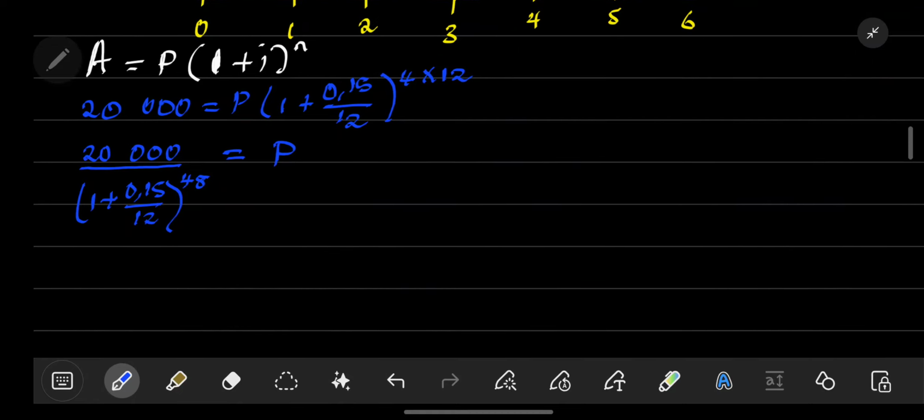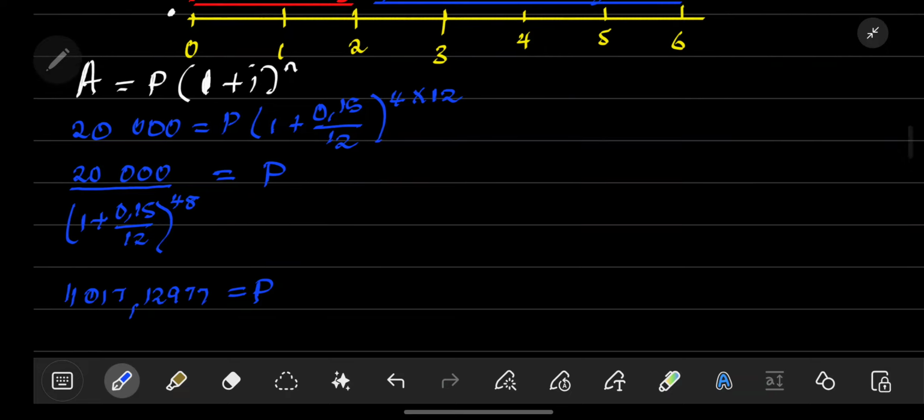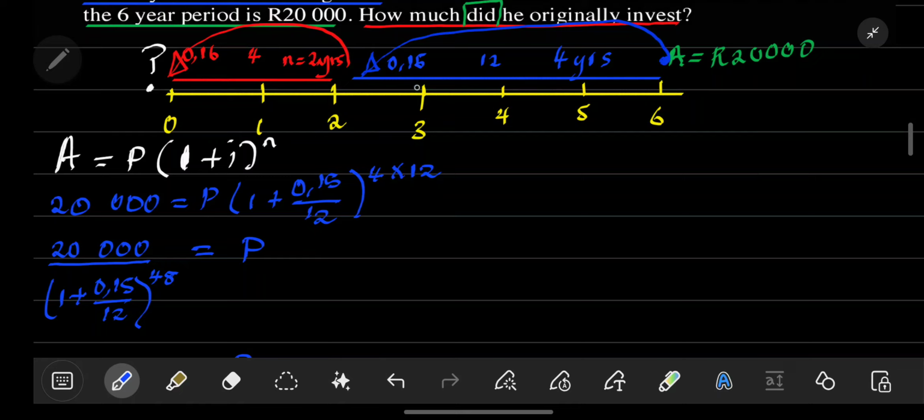Then you press that on your calculator, then your P will be so much. Okay, wait, let me just press my calculator. Your P will be 11017,12977. I'm not rounding it off because I do not want it to affect the quality of my results. Okay, I'm not done yet. I will round off once I get to this point.